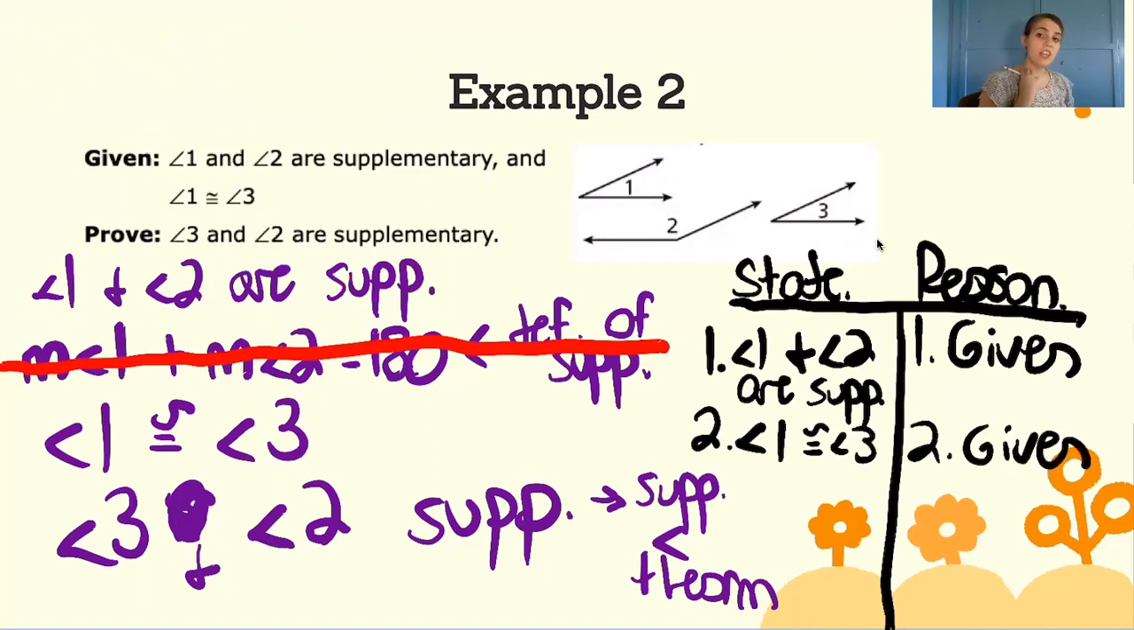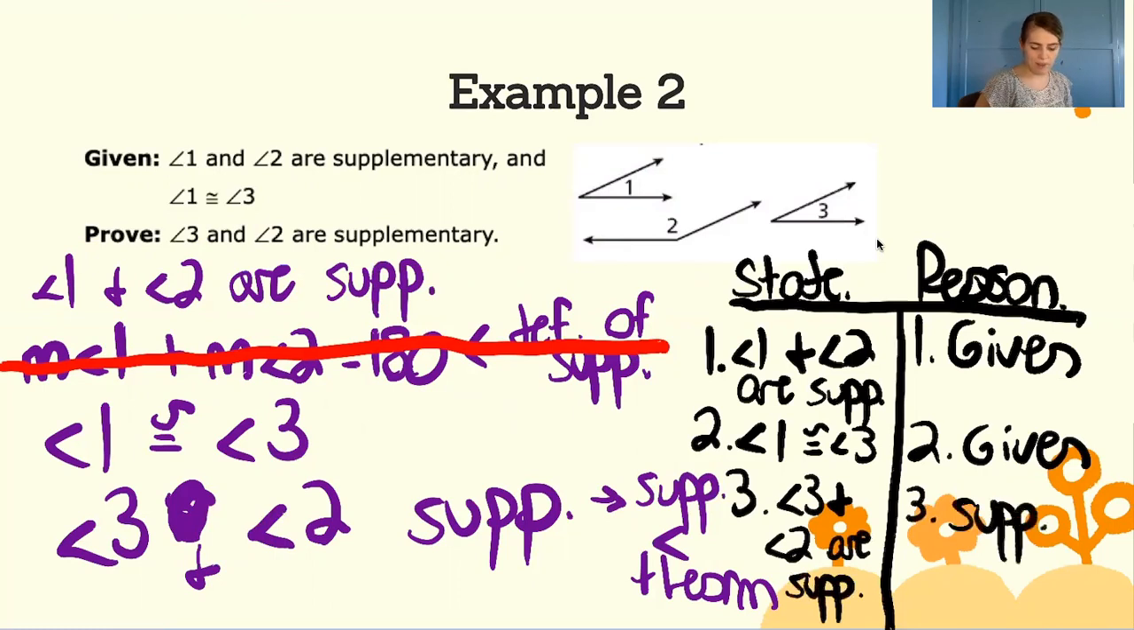From the information that I was given, I was able to prove the following thing: that angle 3 and angle 2 are supplementary. And we were able to do that because of the supplementary angle theorem.